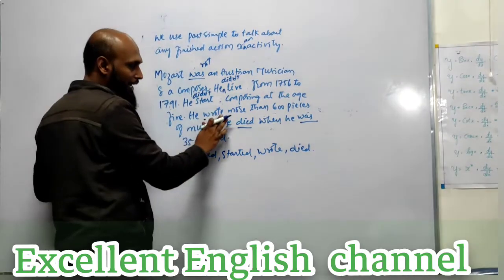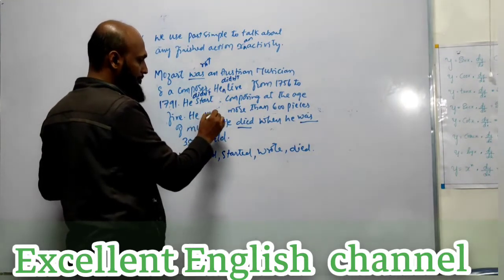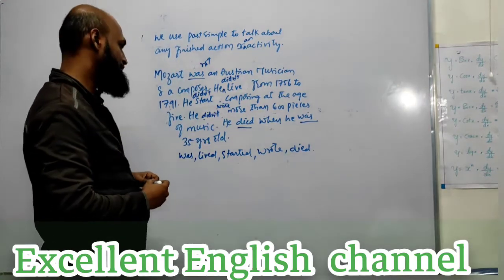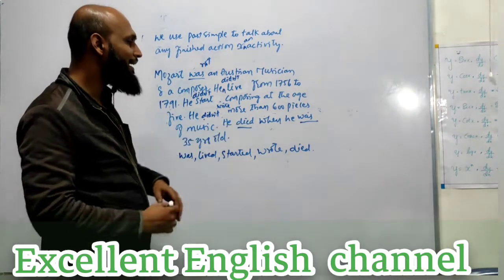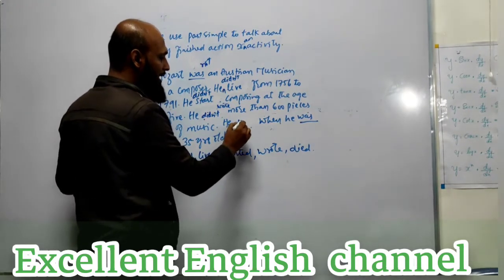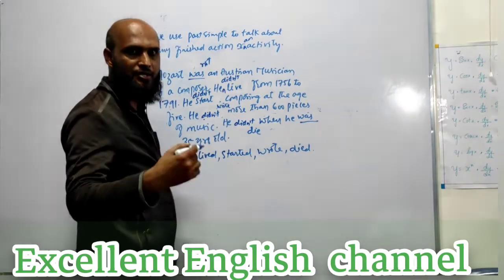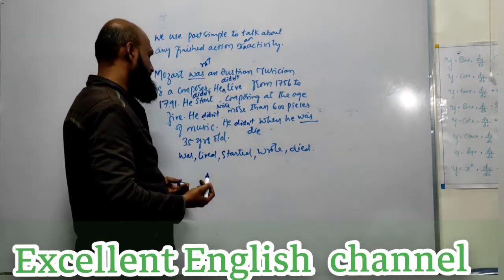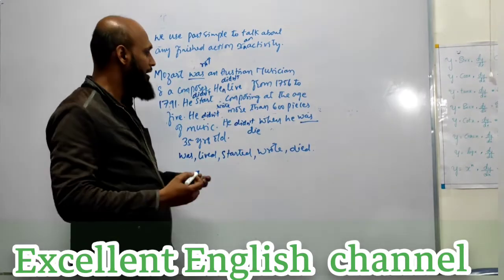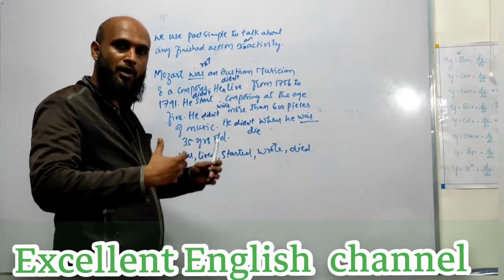He didn't, again here, he didn't write more than 600 pieces of music. He died. Here, if you want to change it to negative, you can say he didn't die. D-I-E. Died. He didn't die when he was 35 years old. It's that simple. Now let us look at the same thing to make positive questions.